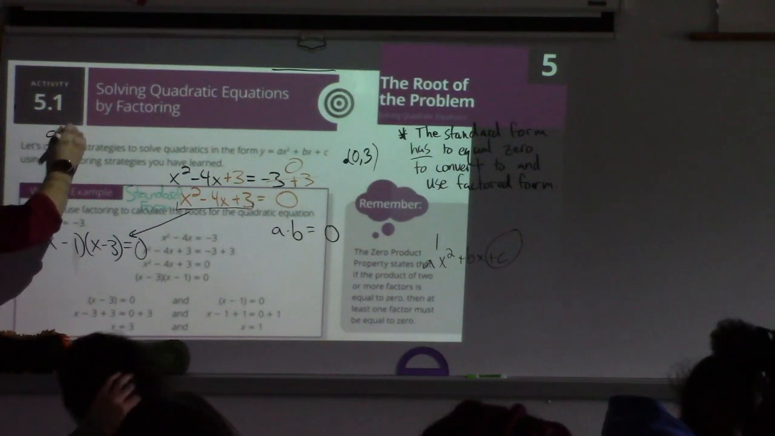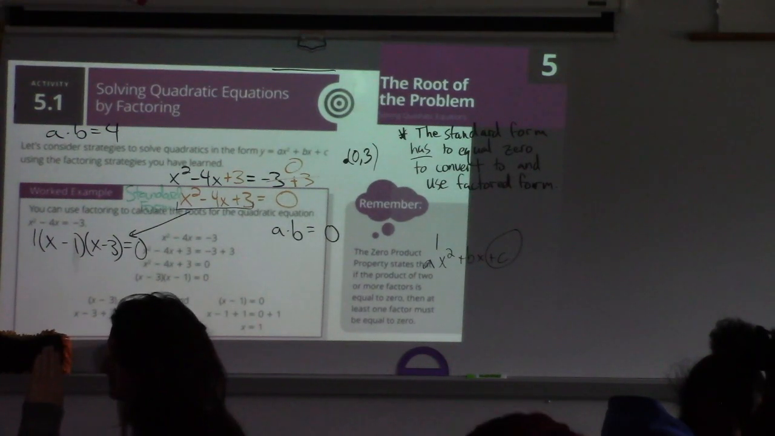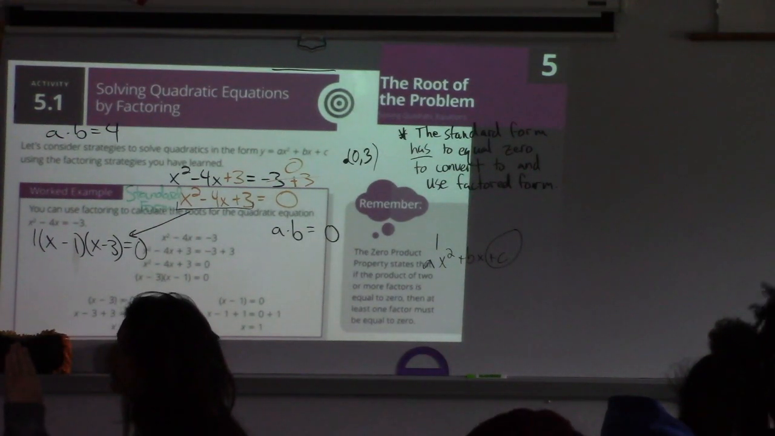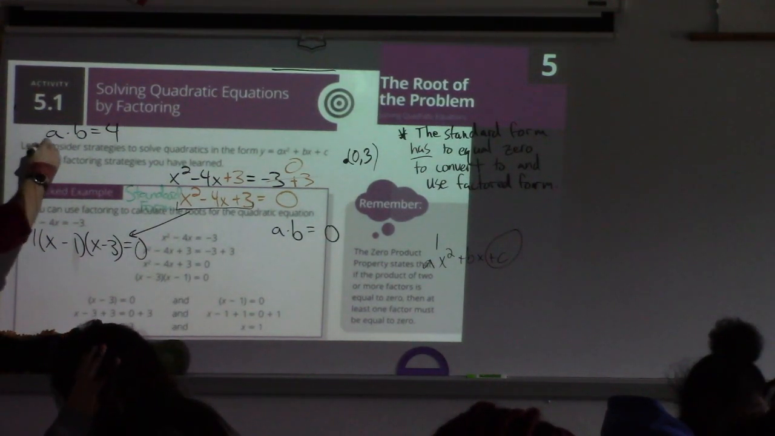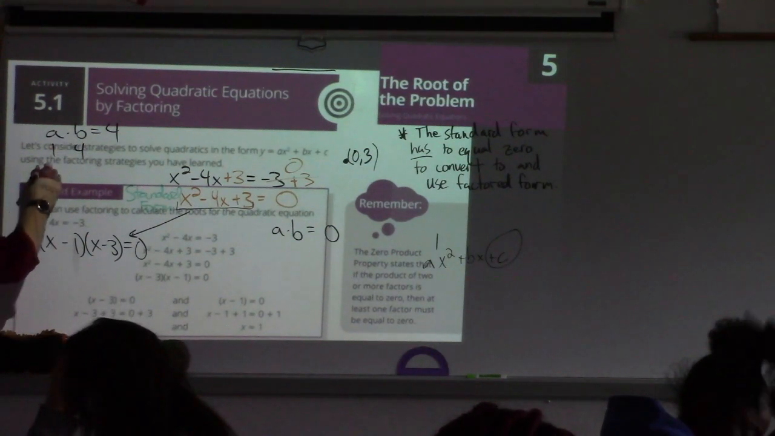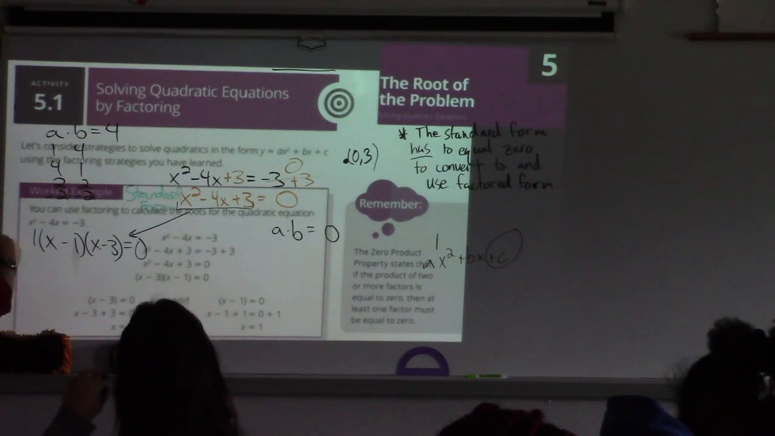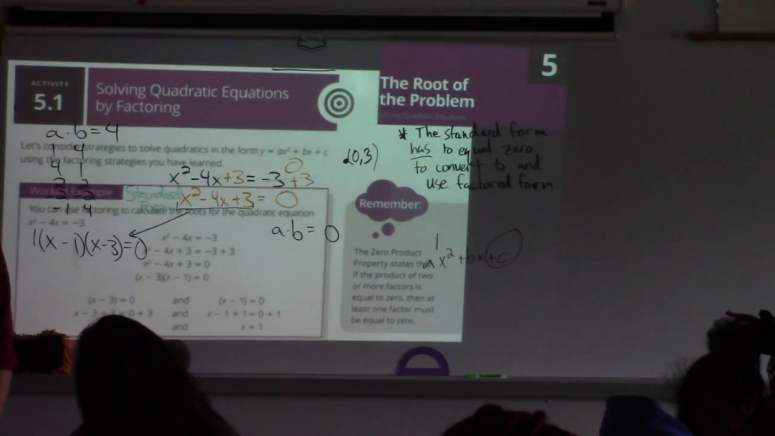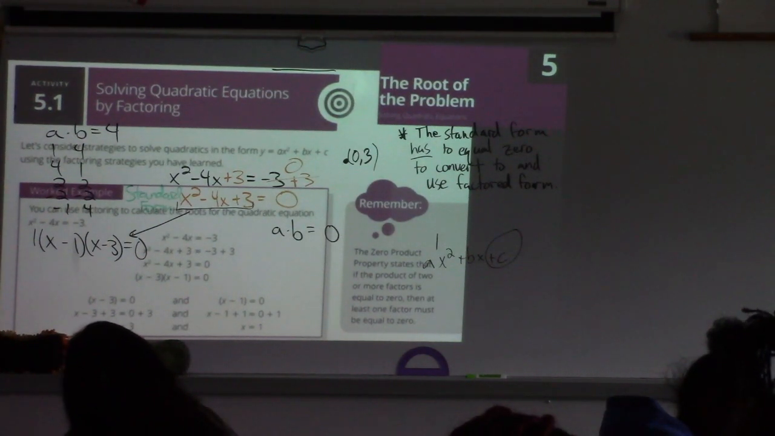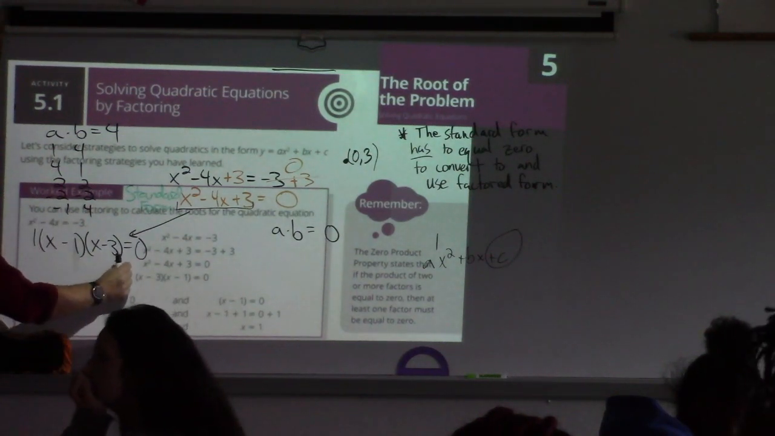Now, if I have a times b equals 4, do I automatically know anything about a and b? The answer is no. It's equal to 4. A could be 1, and b could be 4. A could be 4 and b could be 1. They could both be 2. They could both be -2. They could be -1 and 4. Do you see how there's lots of different options when it's something other than 0? But when it's equal to 0, at least one of them is 0. That is why we have to equal 0.